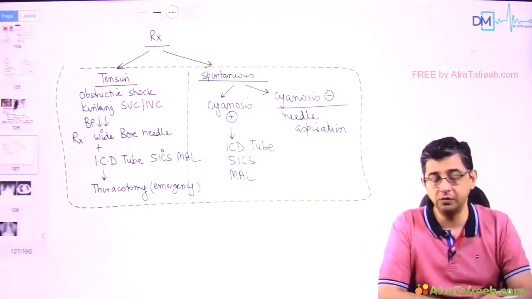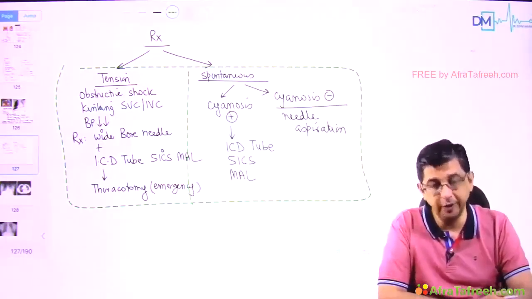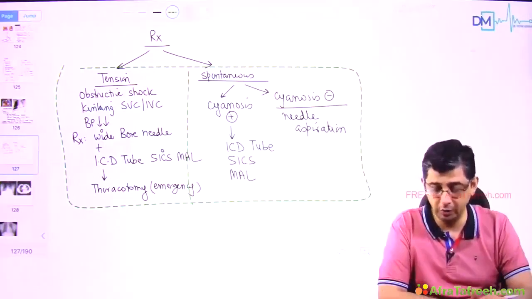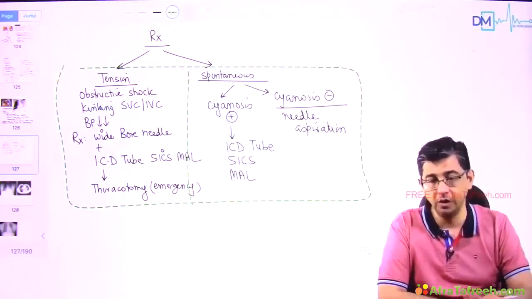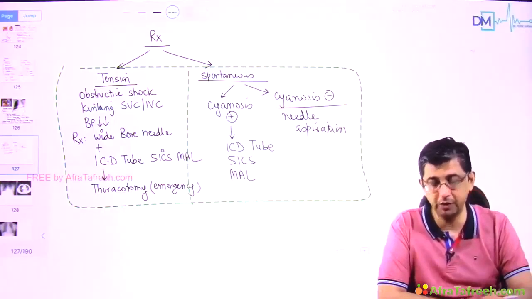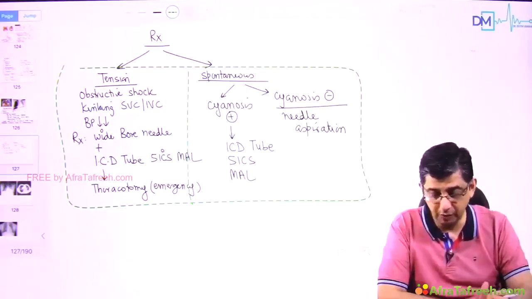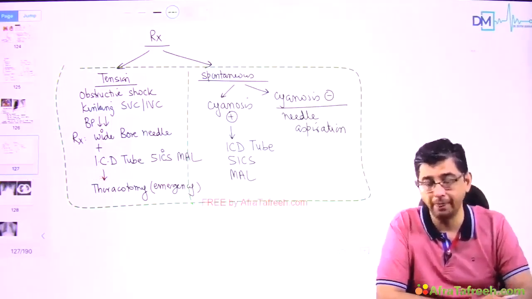For tension pneumothorax, whether cyanosis is given or not given, it is straight away to insert a wide bore needle followed by a chest tube in the patient to relieve the obstructive shock component. In spontaneous pneumothorax, because there's a rupture of the bulla, the amount of air that accumulates in the chest cavity is relatively limited, so hemodynamic compromise may not occur immediately.